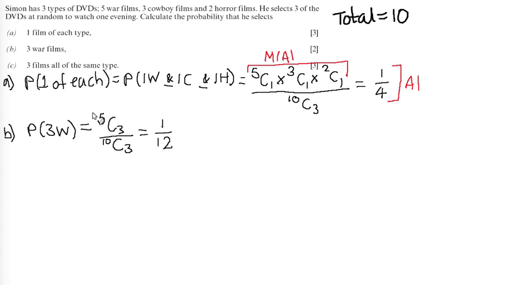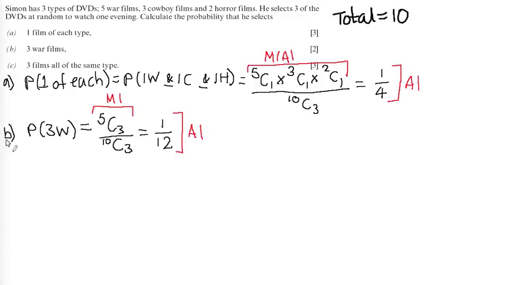If we look at how we get the marks, we get 1 method mark for the correct use of the combinations formula, and we get an accuracy mark for getting that the probability is 1/12. Remember, just leave it as a fraction, don't give it as a decimal, that's an exact answer then.